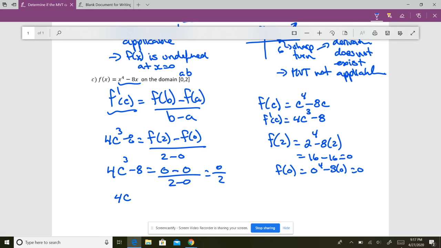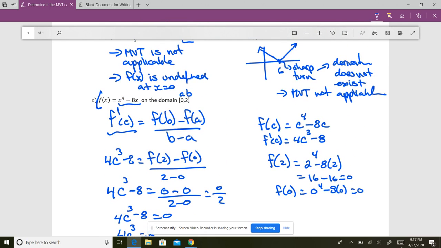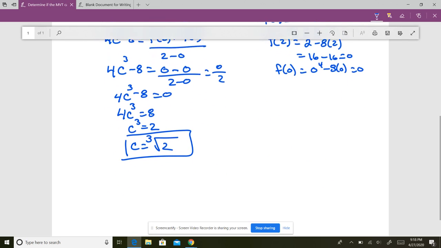I end up with 4c cubed minus 8 is equal to 0. Move the 8 over, divide off the 4, so c is equal to the cube root of 2. That's it. If you wanted to find the y value of that, just plug it into there. But I don't actually care. I was just asking for the c value, and that's it.